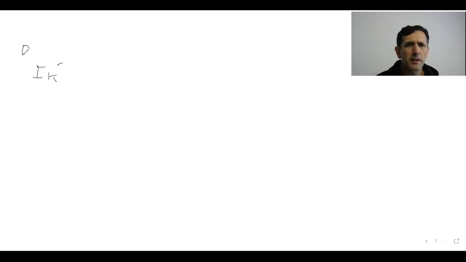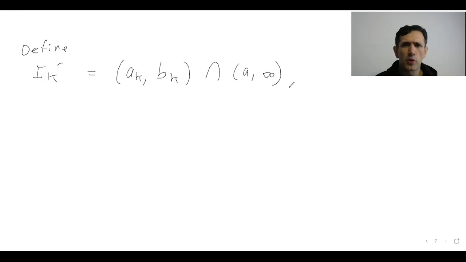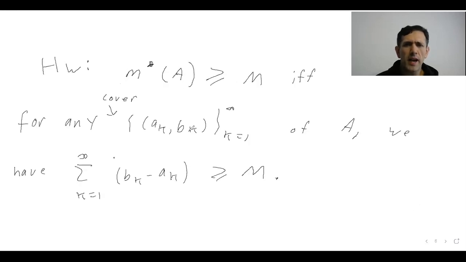So let's define, following the book's notation, I_k prime to be (a_k, b_k) intersect (A, infinity). So (a_k, b_k) is just any cover of A. So what we have to do is show that the sum of the lengths of this arbitrary cover of A by these countable open intervals sums up to be bigger or equal to M. That's our task to finally finish up this proof.